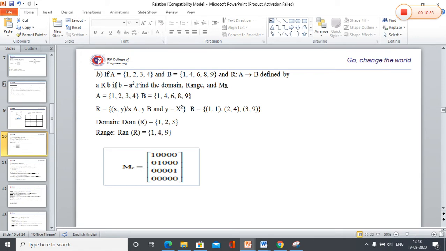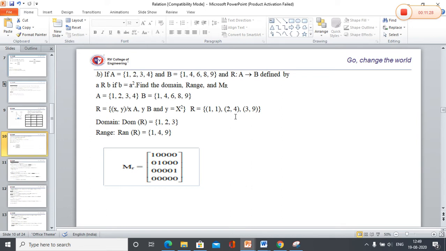In each ordered pair, the first element will be from set A, and the second element from set B. But we have to write only those ordered pairs which satisfy the condition b is equal to a square. So can I write 1, 1? Yes. The first element is a, the second element is b. The square of 1 is 1 only, so the condition is satisfied. Can I take 1, 4? No. If I take 1, 4, 4 square is 16, which is not equal to 1. So I cannot take it.